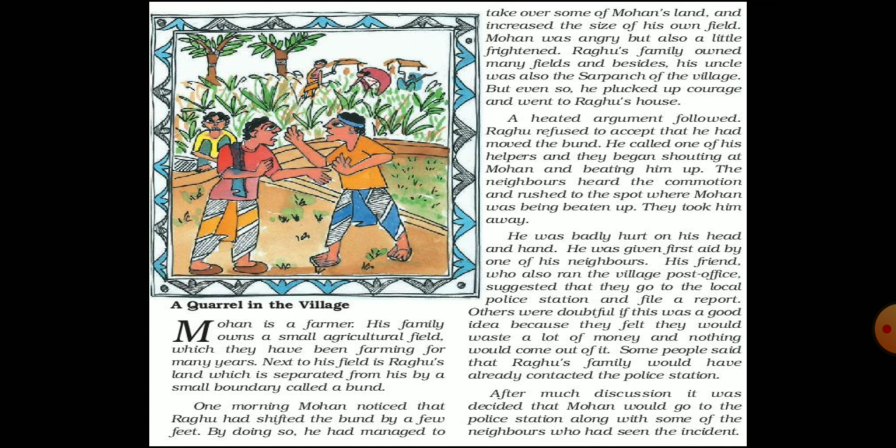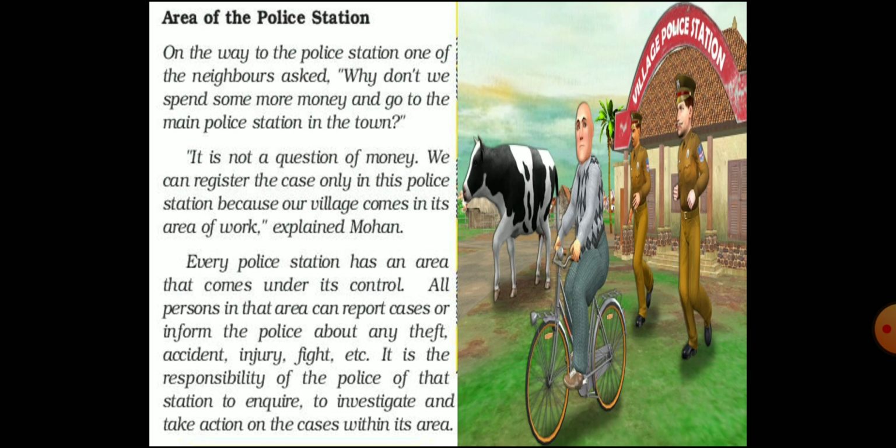After giving first aid to Mohan, the neighbors suggested to go to the local police station to file a report. Others doubted if it was a good idea. After a long discussion, it was decided that Mohan would go to the police station along with some neighbors who had seen the incident. On the way, one neighbor suggested that they should spend some more money and go to the main police station in the town. But Mohan told that they could register the case only in the local police station, as their village was in the area of that police station only.